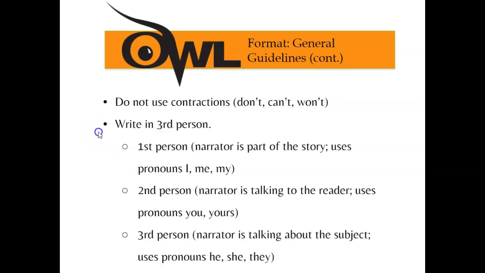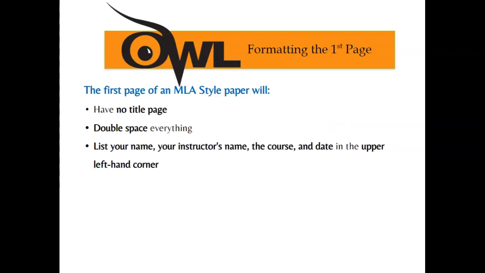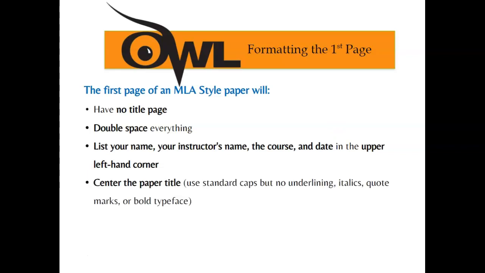The first page of an MLA paper should not have a title page. All the elements are double-spaced, even the heading, which includes your first and last name, your instructor's name, the course, and the date in the upper left corner. The title of your paper should be centered. Use standard capping without underlining, italics, quote marks, bold, or font that's larger than 12 points.